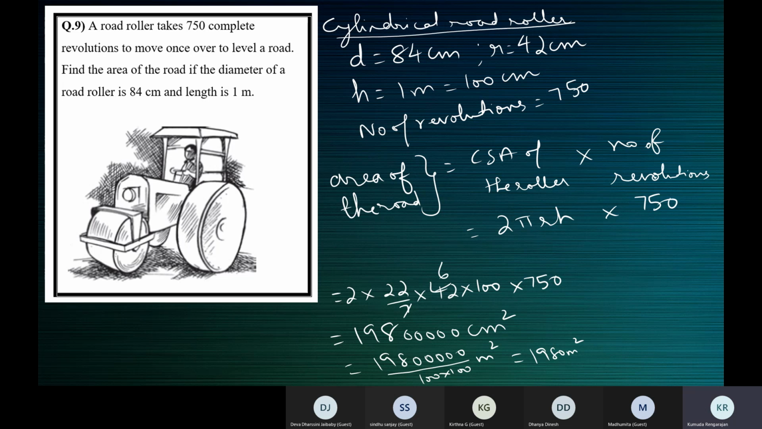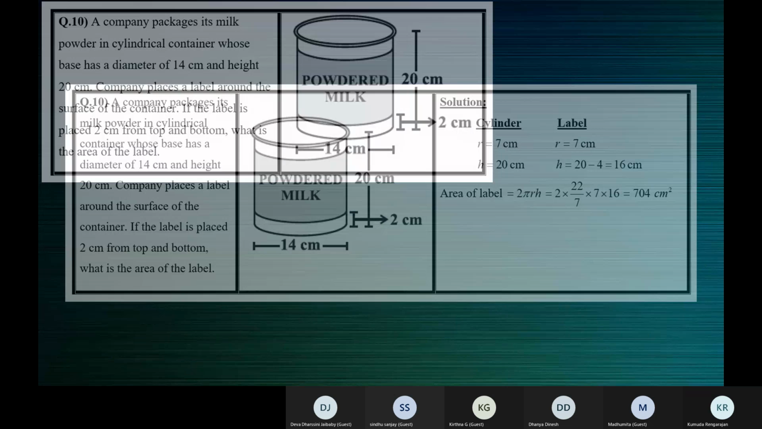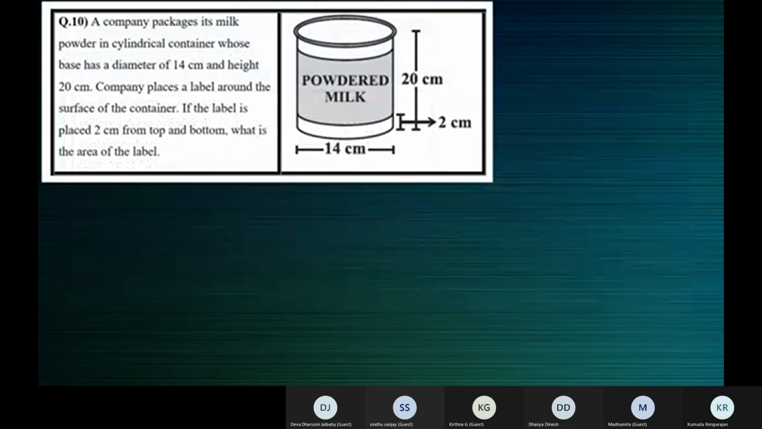Is it understood, children? Yes, ma'am. All right, finish writing? Yes, ma'am. Please read the question. I'll give you some time. Read the question for yourself and be ready to answer my questions.